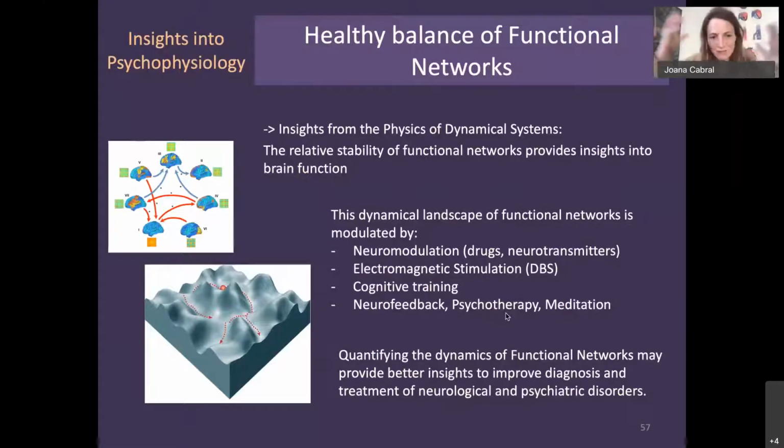So it could be nice if we could modulate this landscape or these trajectories even naturally, so not just with artificial networks. So quantifying these dynamics, I think, is a way to go to provide better insights to improve the diagnosis and treatment of these disorders, and also for the models, because I think once we have a better insight from the data, we can design better models, and I'm on that as well.